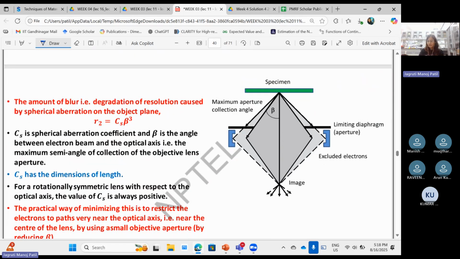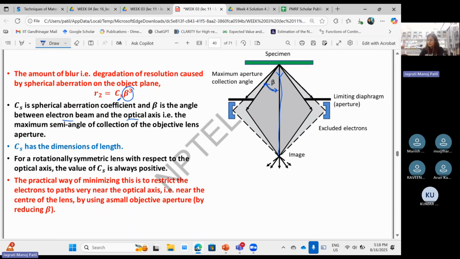So for that also people have come up with certain quantitative parameters. They define the amount of blur, that is the degradation of resolution caused by this particular form, where the first term is the spherical aberration coefficient, and the second is your half angle, that is the angle between the electron beam and the optic axis. From wherever the electrons are released, it is the semi angle in that case.